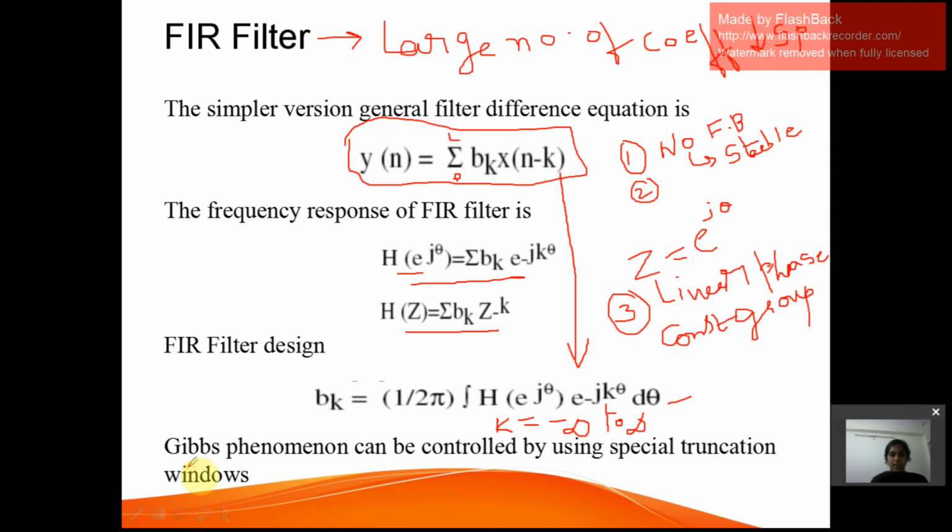Here I have written that. So this is the Gibbs phenomenon. And how can we control that? In order to control this distortion, the so-called Gibbs phenomenon in this FIR filter, we will apply special truncating windowing techniques in order to avoid it. What is the impact of this Gibbs phenomenon? Because of this, ripples are formed in the passband of the frequency response of this FIR filter.